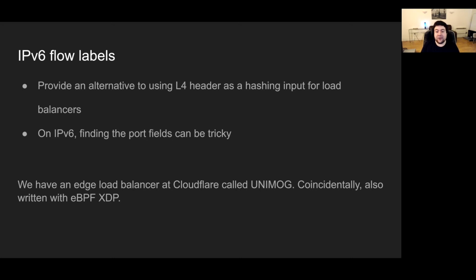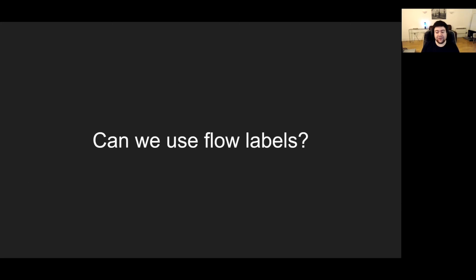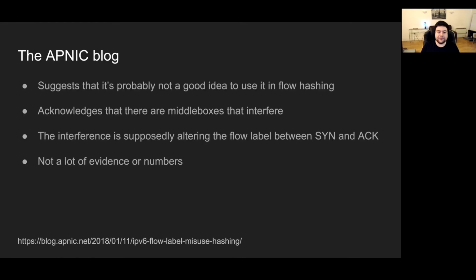And coincidentally, Lorenz and I both work on the load balancer at Cloudflare, and that's also written in eBPF XDP. So being able to see if we can use flow labels instead of ports for IPv6 is quite important. But can we actually use flow labels? Well, there's a blog post from APNIC that says we probably can't. It says that it's probably not a good idea to use it as an input for flow hashing because there are apparently middle boxes on the internet that interfere with this flow label.